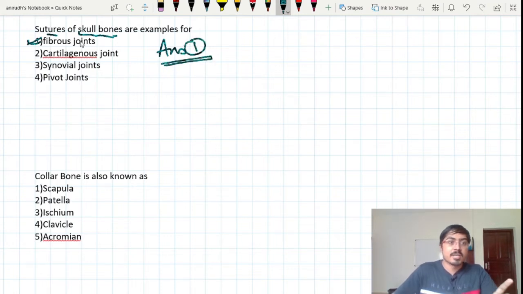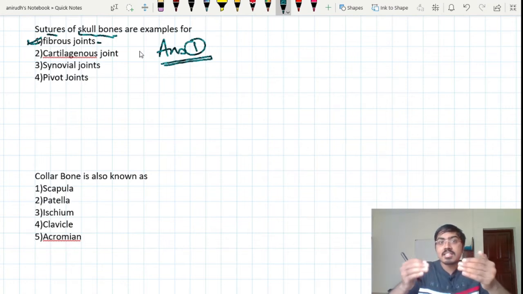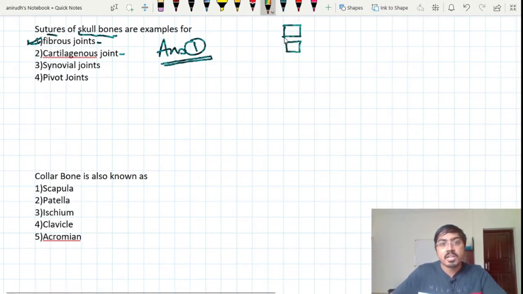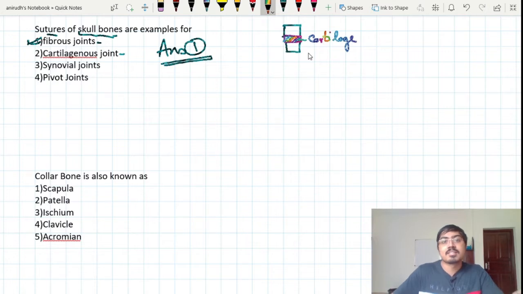Okay, so this is the fibrous joint. So there is no movement here, and the bones are connected with the help of dense connective tissue. So this dense connective tissue doesn't allow any movement. Cartilaginous joint, the bones are connected with the help of cartilages. Example is vertebrae. So if you have two vertebrae over here, in between you are having an intervertebral disc, and this is made up of cartilage. Okay, so the intervertebral disc is made up of cartilage, and this is a vertebra, this is another vertebra. So this is an example of a cartilaginous joint.